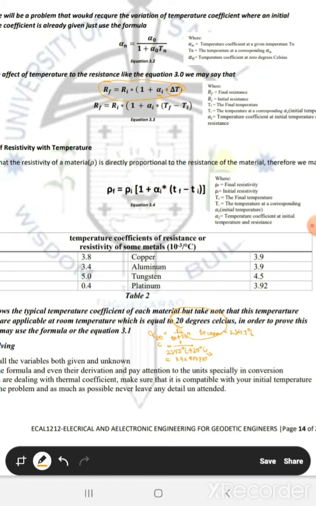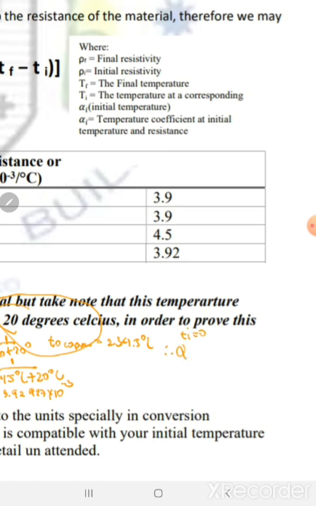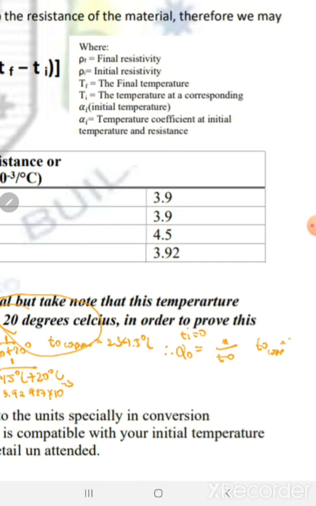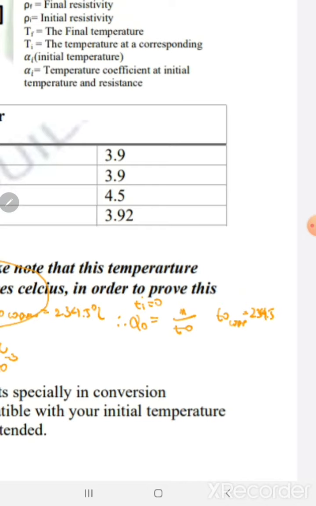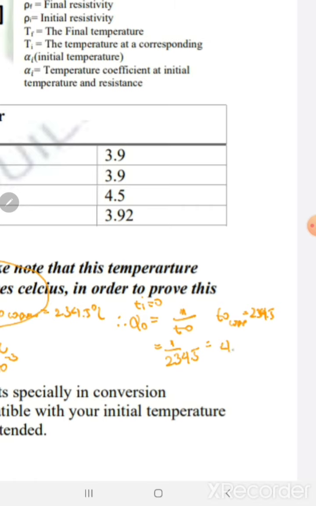So, kung gusto nyo kunin yung 0, edi let T1 be equal to 0. So, therefore, my alpha 0 is equal to 1 divided by my TO. But what is my TO? At copper, your TO at copper is equal to 234.5. Okay? Ang pangit ng sulat ko, guys. Pasensya na. So, 1 divided by 234.5 is equal to 4.26 times 10 raised to negative 3. This is your alpha 0 of copper.